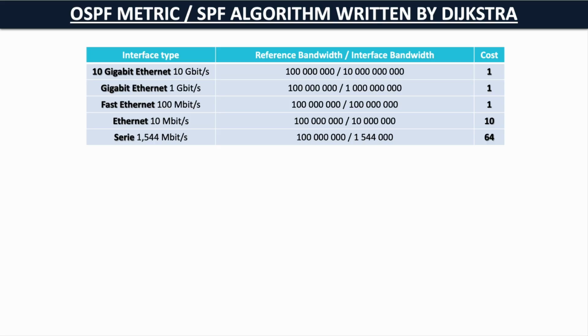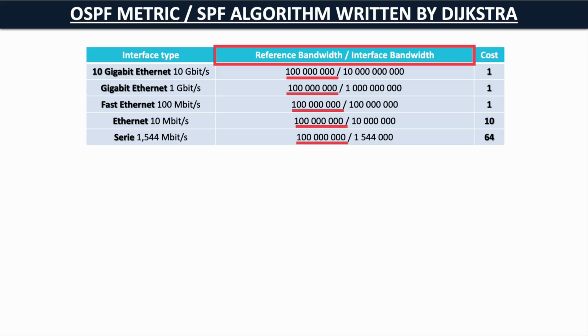The cost of an interface is inversely proportional to the bandwidth of the interface, which means that higher bandwidth will indicate a lower cost. A 10 megabit Ethernet link will therefore have a higher cost than a 100 megabit Fast Ethernet link. The formula used to calculate the OSPF cost is the reference bandwidth divided by the interface bandwidth. Cost equals reference bandwidth divided by interface bandwidth.